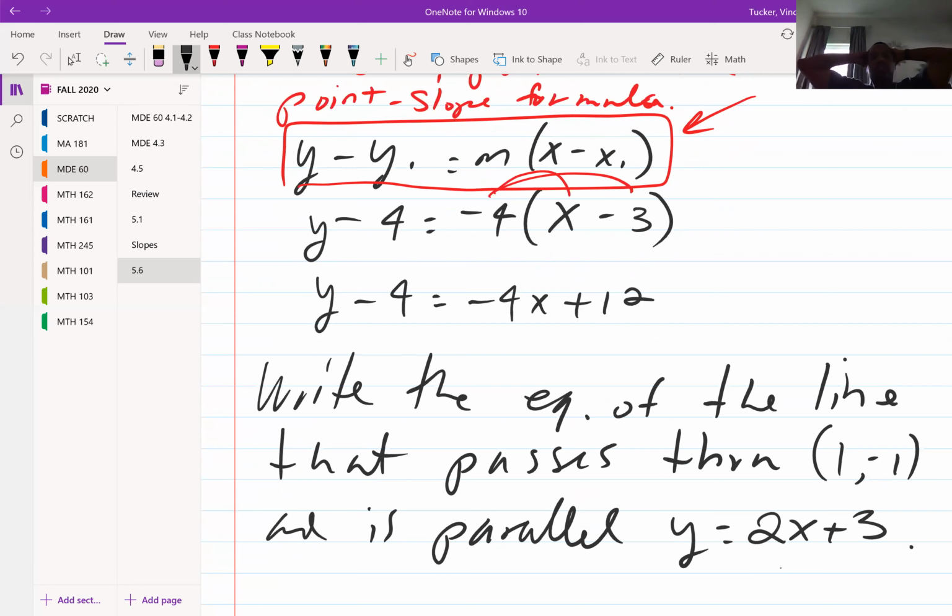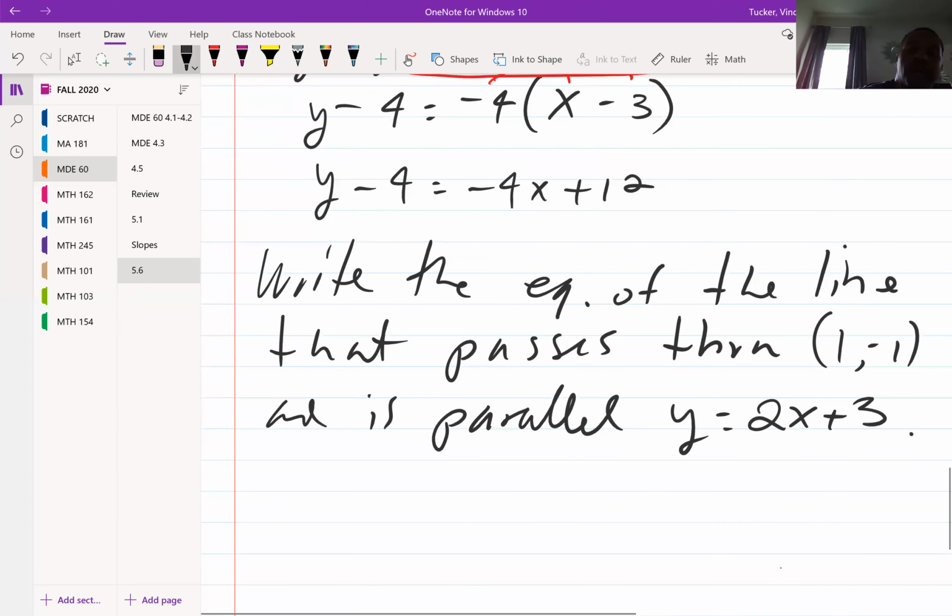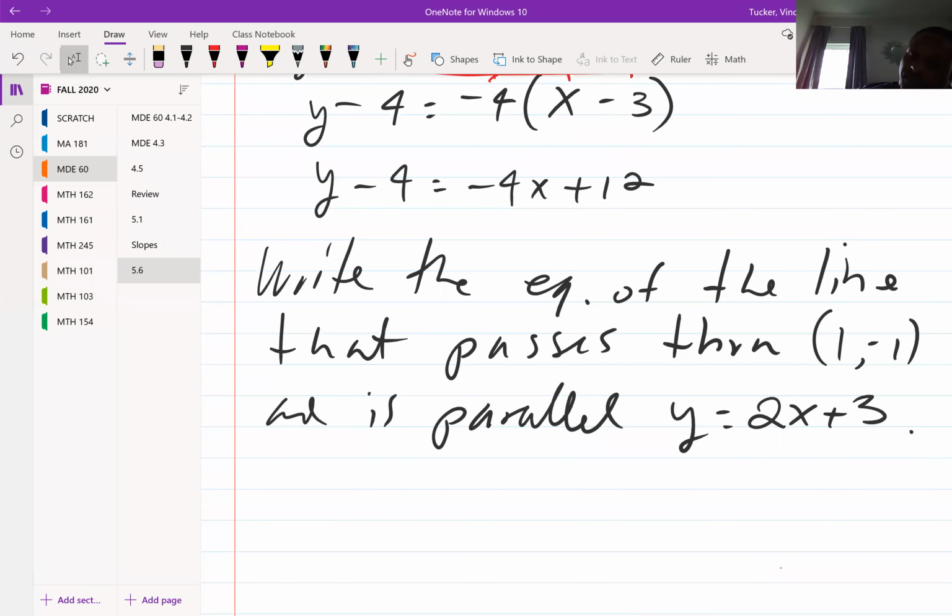All right. So here we want to write the equation of the line that passes through (1, -1) and is parallel to y equals 2x plus 3. Once again, they don't give us the slope outright or up front. We have to figure out what our slope is. This time we don't have 2 points, but we do have a key relationship: the line we want to create is parallel to the line y equals 2x plus 3.